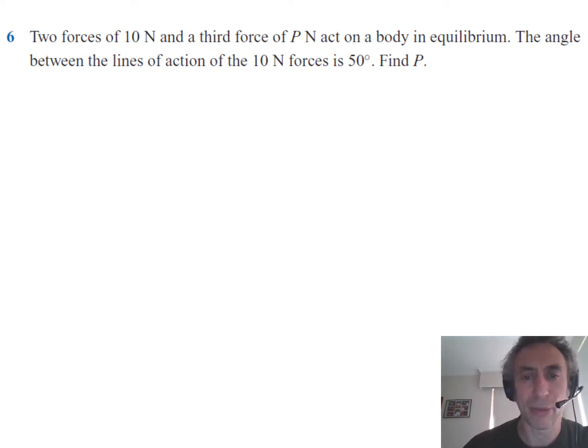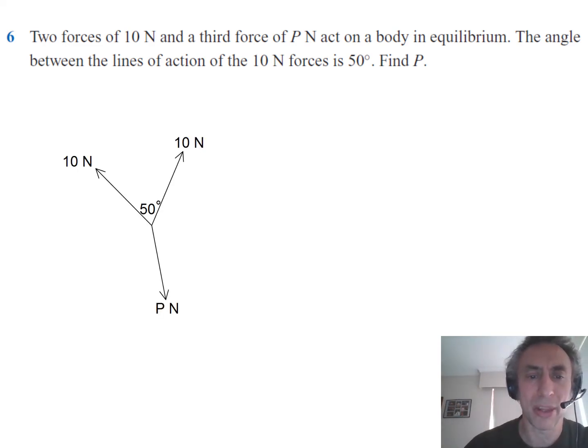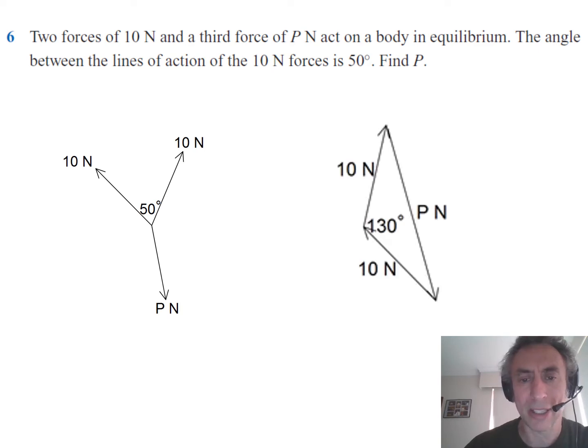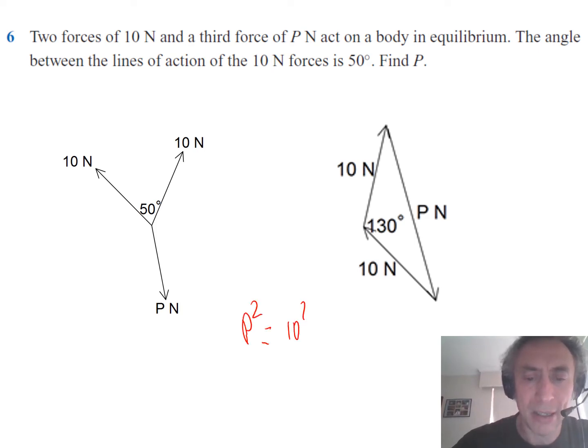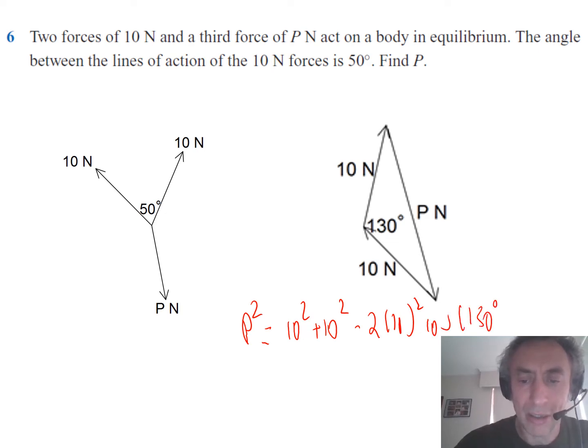Okay, I take it you're back and ready to look at the solution. First thing is set up a force diagram on the particle, and it should look something like that. Step two, obviously, if you create a closed triangle of forces, it should look like this, 180 minus 50, 130, and then straight up application of the cosine rule. So P squared is equal to 10 squared plus 10 squared minus 2 lots of 10 times 10, which we'll write as 10 squared, times cos of 130 degrees.